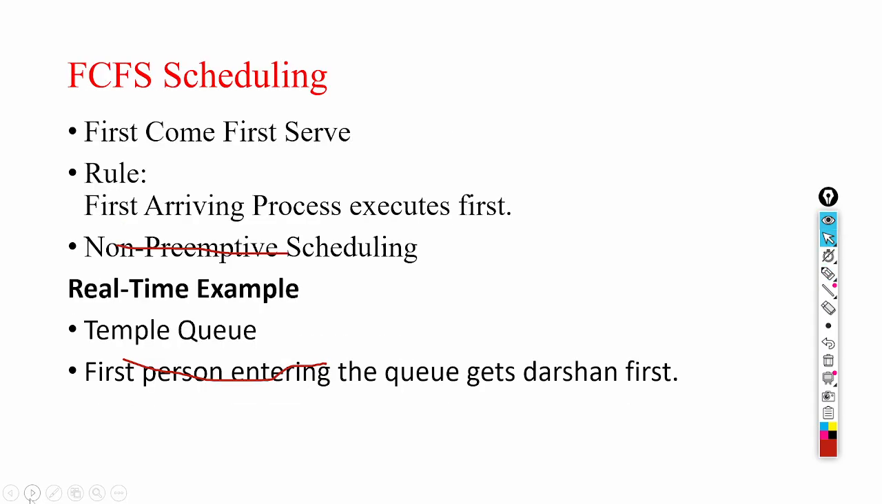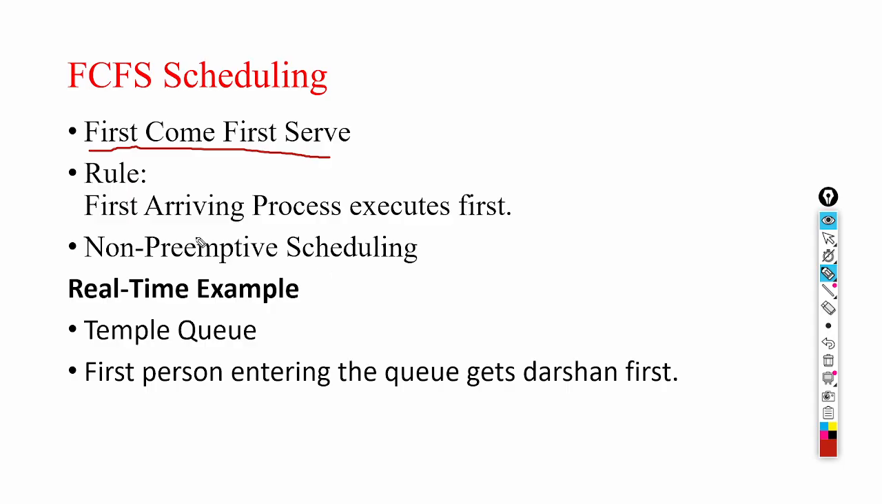Next, there are different types of scheduling algorithms. The first scheduling algorithm is FCFS. What is the meaning of FCFS? It stands for first come first serve. What is the rule? The first arriving process executes first.